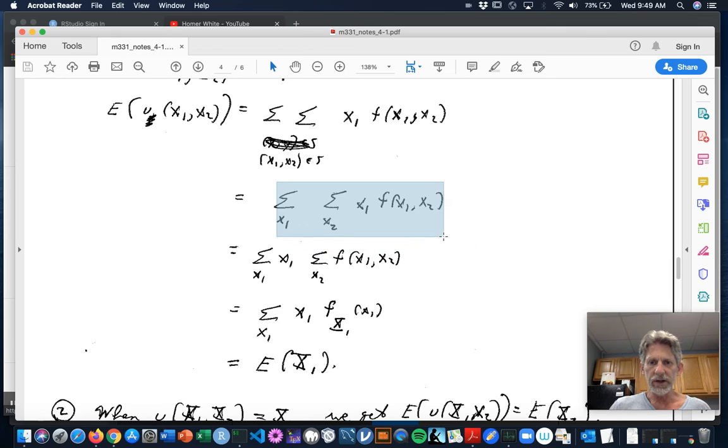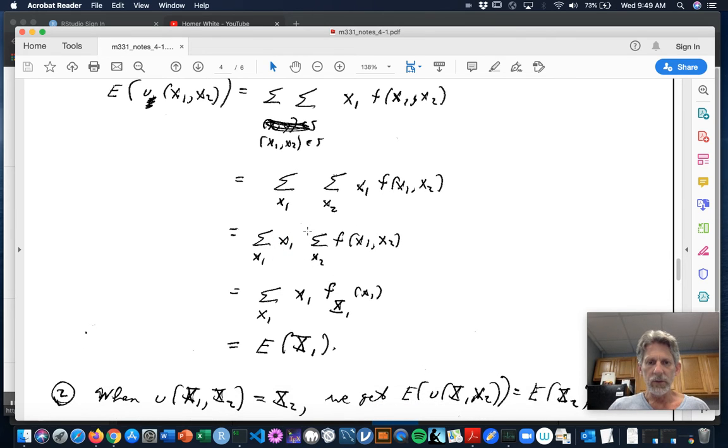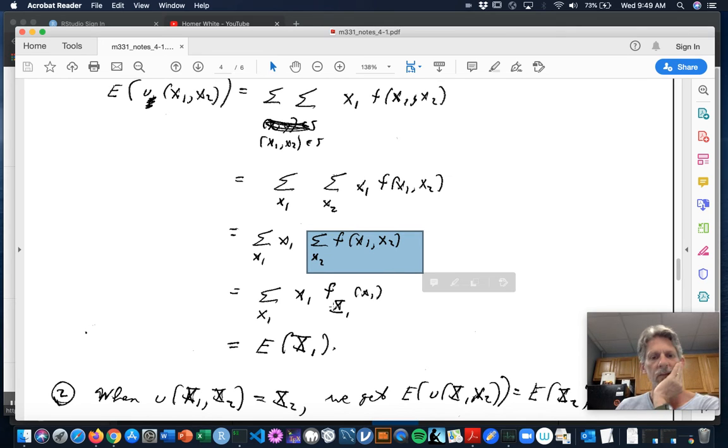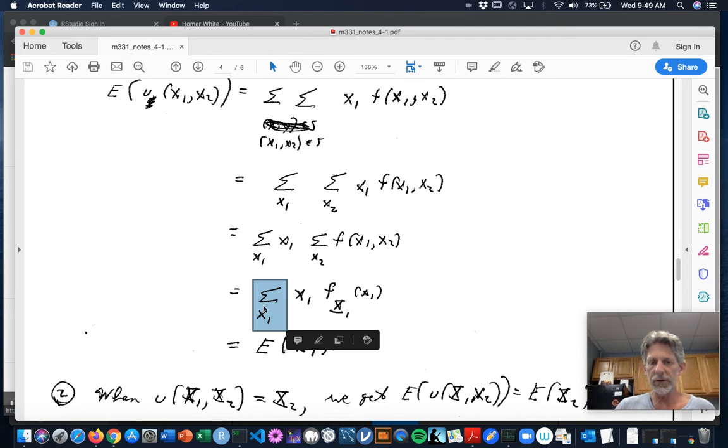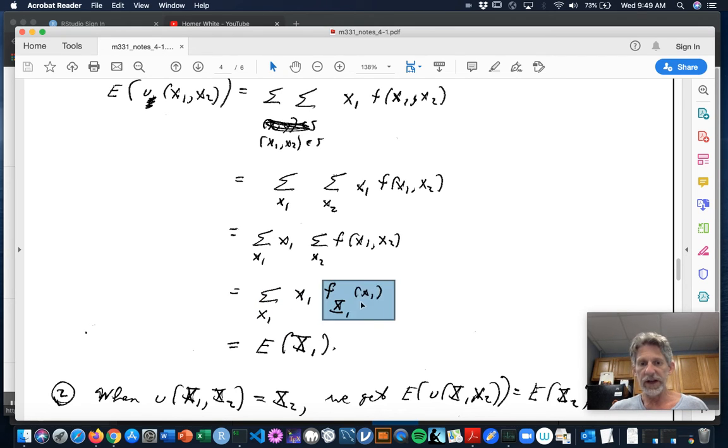Anyway, when you look at this inner sum, the only thing that's changing is the x2. x1 is a constant as far as that inner sum is concerned, so it can be factored out like this. And when you stare at that inner sum, you realize, oh, that's just the definition of the marginal of capital X1 at little x1. So your sum becomes the sum over all of the possible values for capital X1 of the value times the chance of that value, which is the expected value of X1.